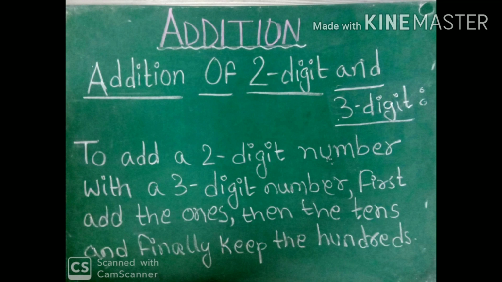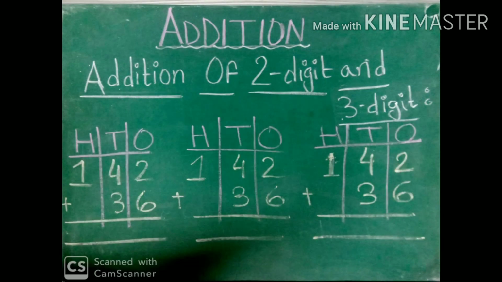One more important point, always write the numbers in their correct place. Now, look at the given example. I have divided this into 3 steps for you to understand easily. Never forget to write HTO before adding. Now, let's see how to add.